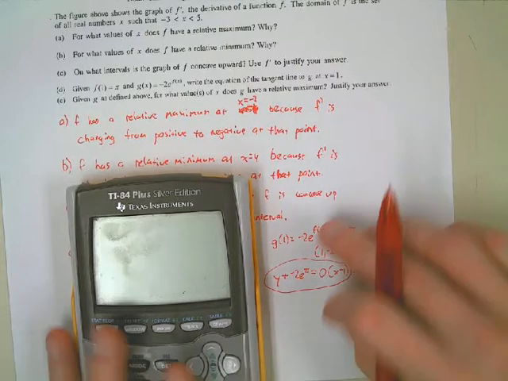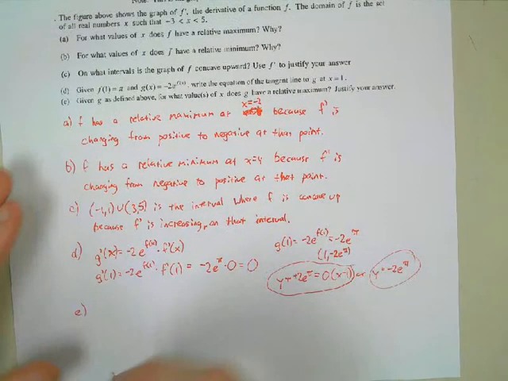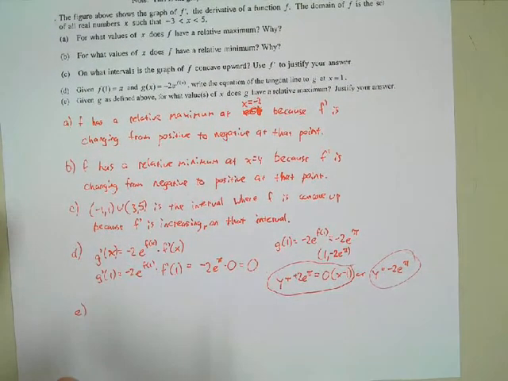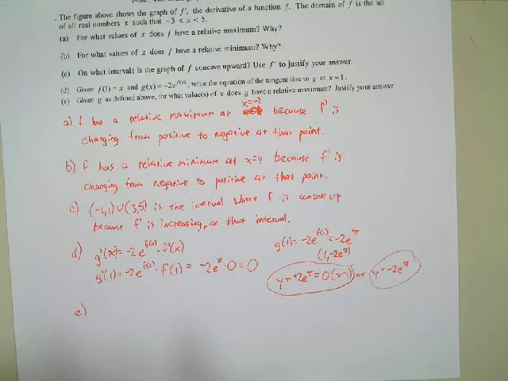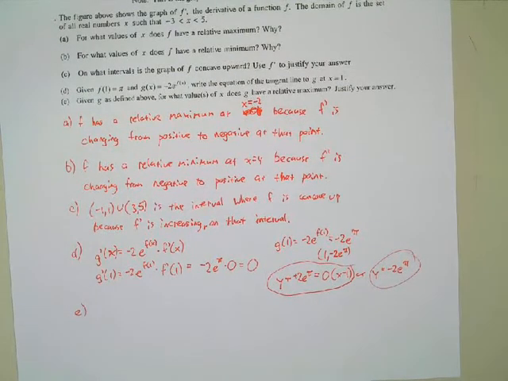Oh, okay. So letter E: given G as defined above, for what values of x does G have a relative maximum? Justify your answer. Ooh, okay. So now we're not looking for the relative maximum of f. We're looking to use G. So, again, okay, let's see here.